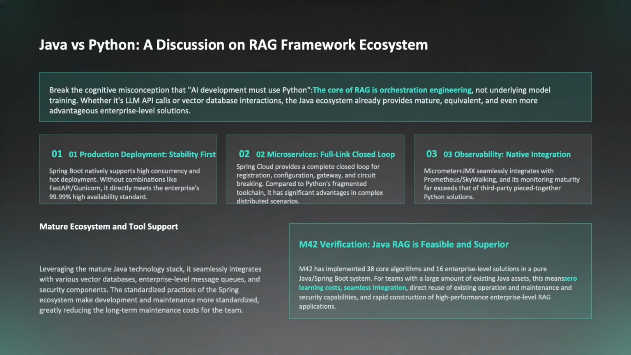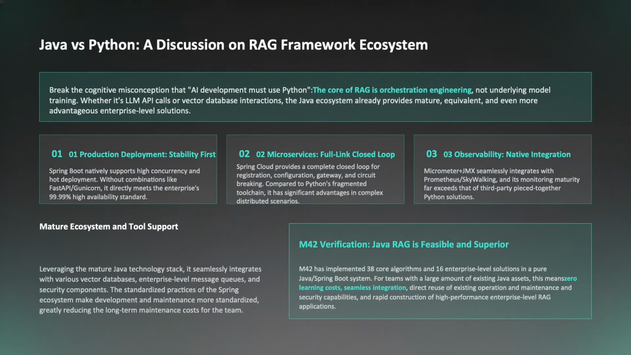Slide 3. Java versus Python, RAG ecosystem comparison. I'm sure many of you hold the stereotype that AI development must use Python. Today, I want to break this misconception. The core of RAG is workflow orchestration engineering, not low-level model training. Whether you're calling LLM APIs or connecting vector databases, Java's ecosystem delivers mature, production-grade solutions that often outperform Python.